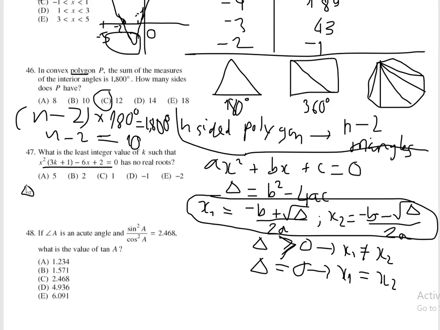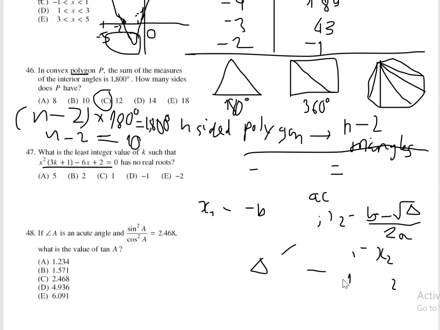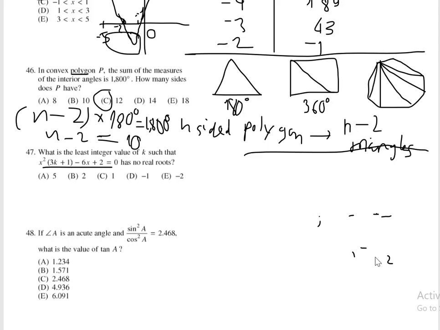But if delta is smaller than 0, then we have no root, because both roots will have the square root in the equation and will be undefined. So we need to find the value of k such that delta is smaller than 0, so that the equation has no real roots. Let me erase this. We need to find the value of k so that our delta will be negative.